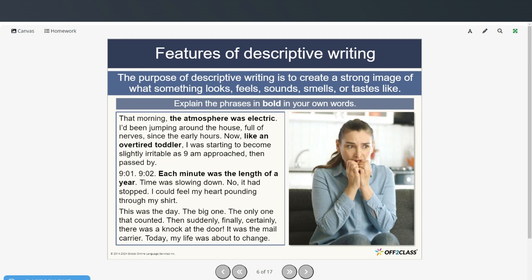An overtired toddler, well, when young children get tired, they sometimes get annoyed, angry. So she's comparing her feeling irritable with how overtired little children feel. And each minute was the length of a year. It just means that time seems to be passing very slowly.